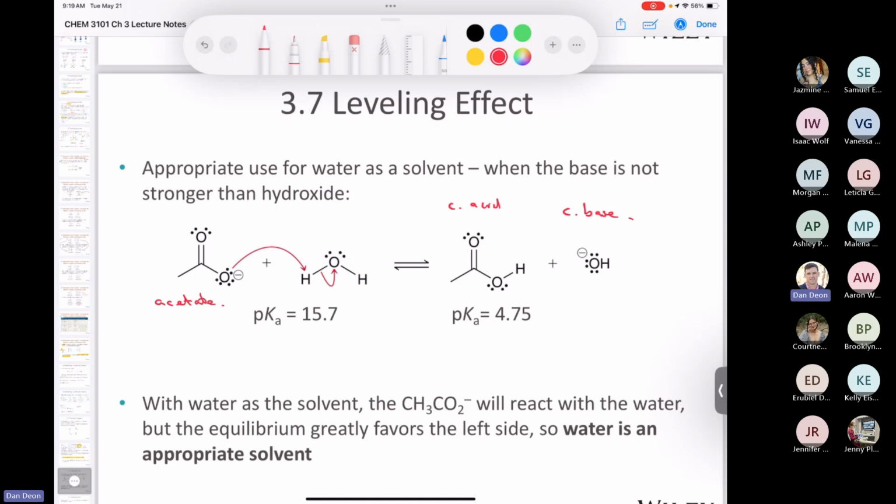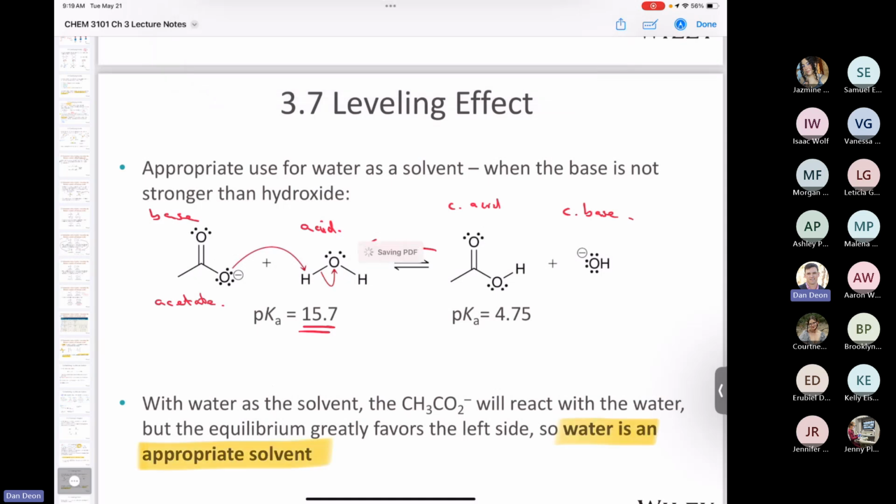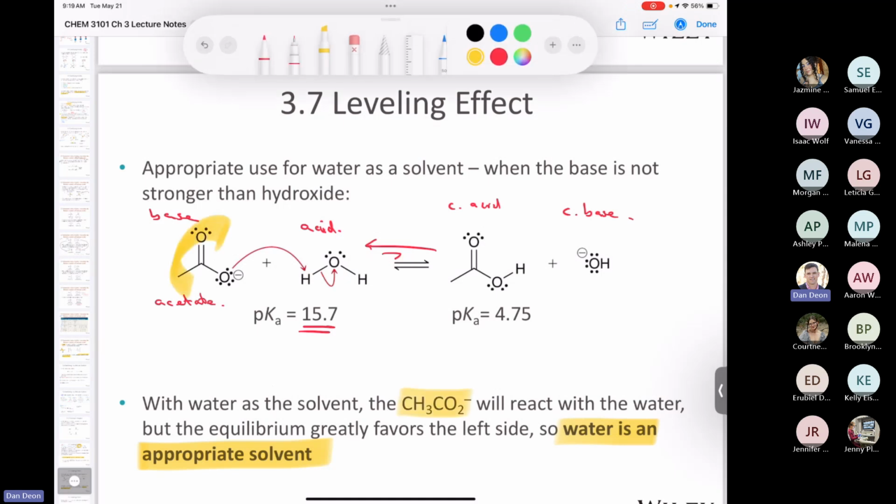Well, if we look at the equilibrium, this is our base, this is our acid. The equilibrium in this case is going to lie to this side, right? It's going to lie to the side of the acetate ion. Why? Because it's going to lie to the side of the weaker acid, 15.7 versus 4.75. And so the conclusion we can draw here is that water is an appropriate solvent for an acetate ion. You can put an acetate ion in water, no problem. It's going to stir around and you're just going to say, hey, look at that beautiful solution of acetate in water.